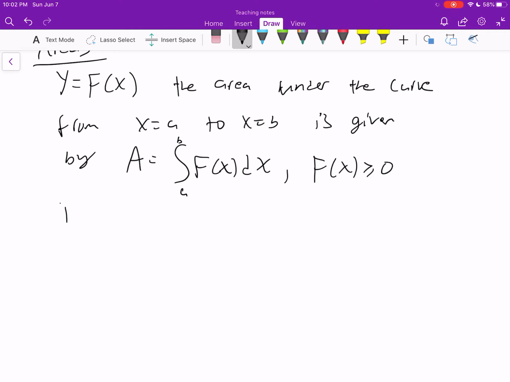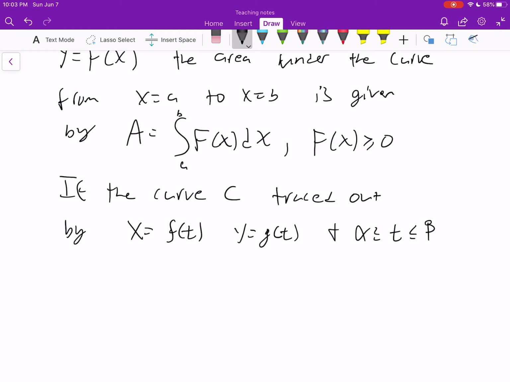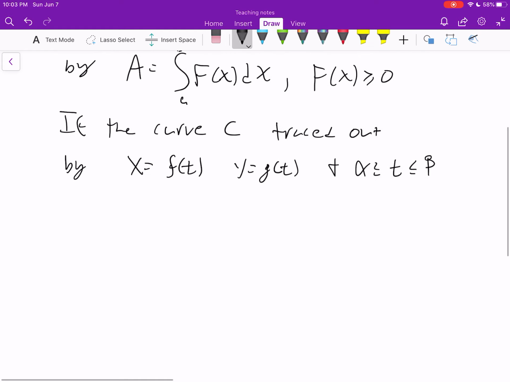If we also have the curve C traced out by x is equal to little f of t, y is equal to little g of t, and alpha is less than or equal to t, less than or equal to beta, we can figure out what the integral is by this rule.